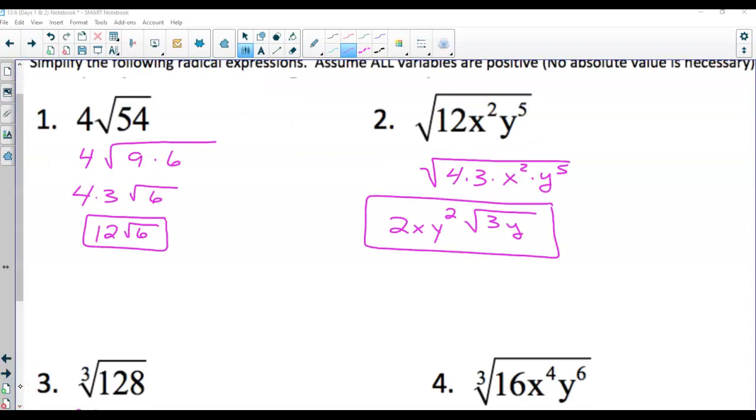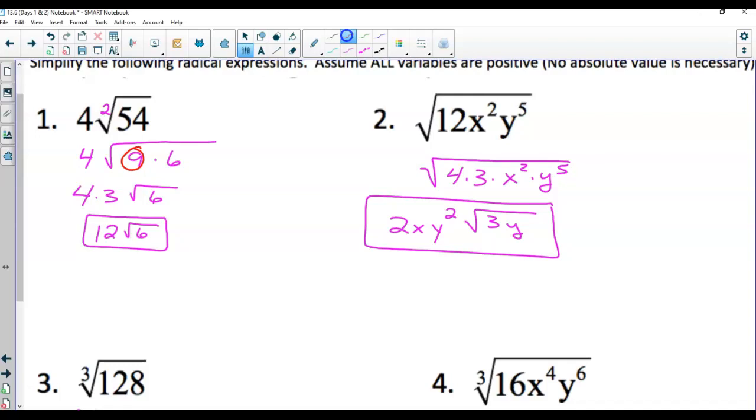Okay, so back here, what I like to do is, remember, this is a square root, so we're looking for perfect squares. And I know 54 is 9 times 6, and I further know that the square root of 9 is 3, so that 3 pops out, and the square root of 6 has no more perfect squares, so that first one reduces to 12 times the square root of 6.